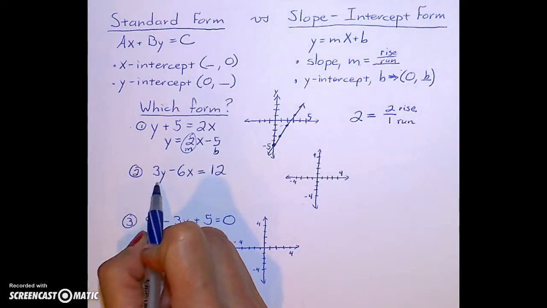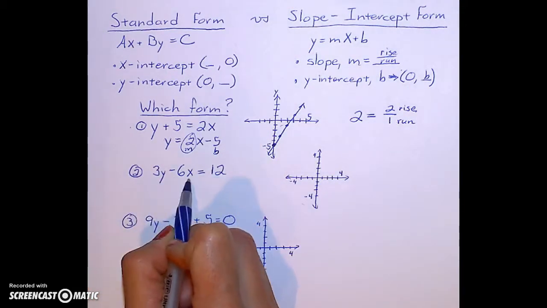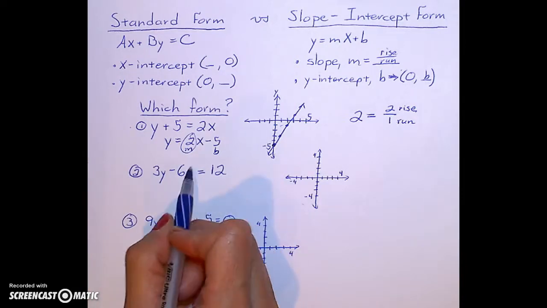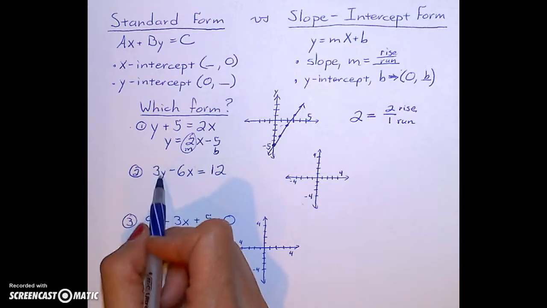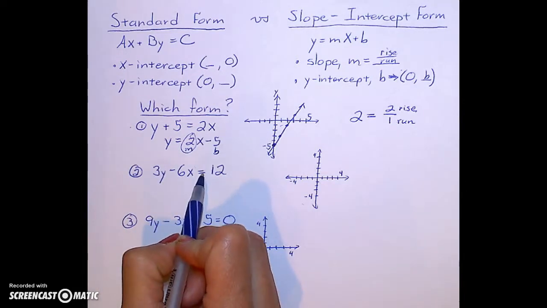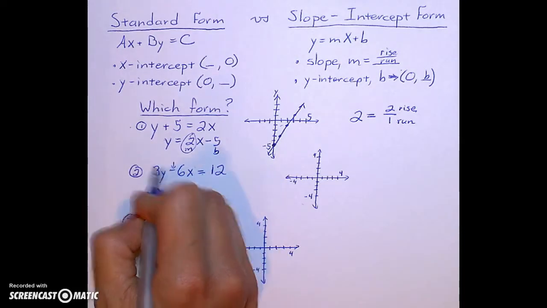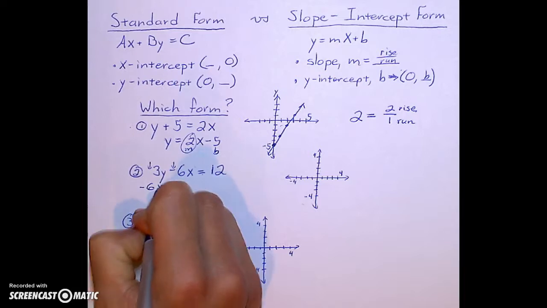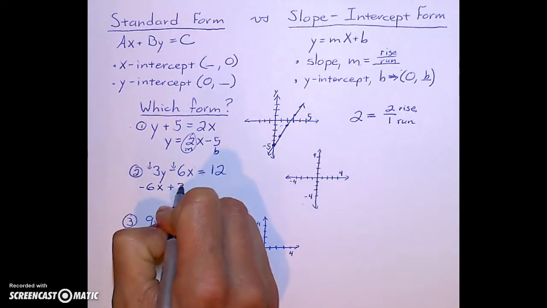The second problem, 3y minus 6x equals 12, is really close to standard form. The x term and y term need to move locations. They're not actually switching to a different side of the equal sign, so this symbol will stay the same on each variable, negative 6x and a positive 3y.